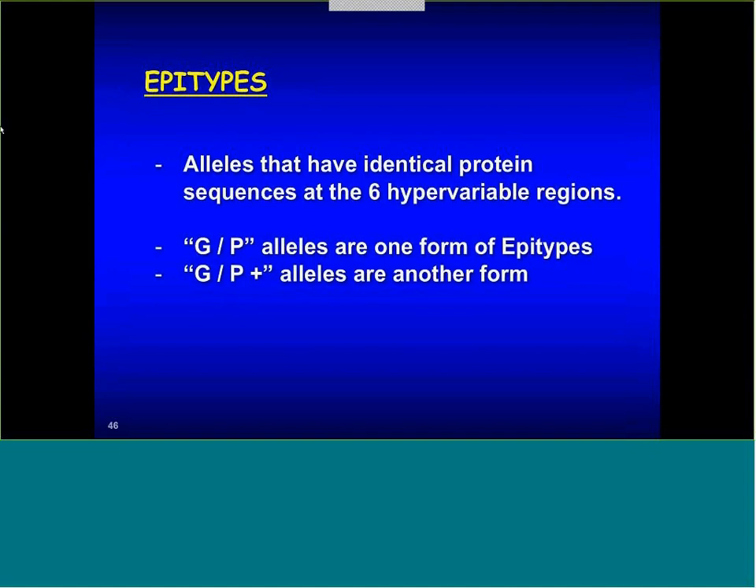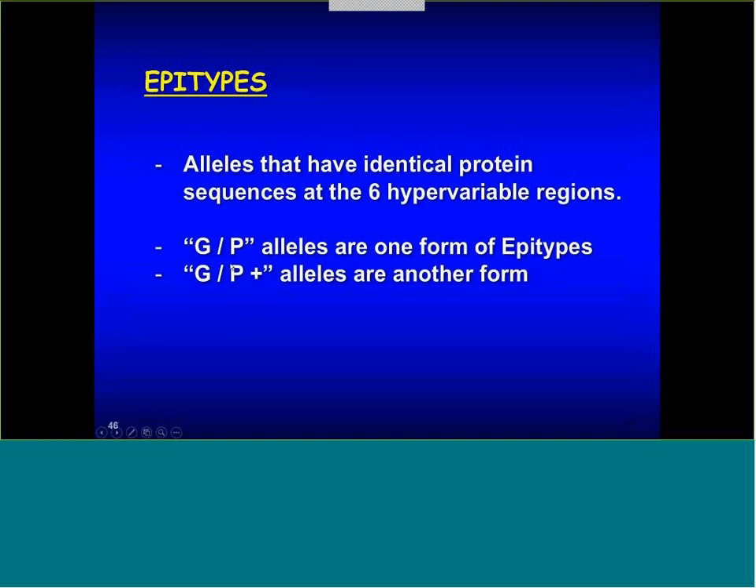And the definition of these epitypes are alleles that have identical sequences at the 6 hypervariable regions. And now we know that includes the true G and P alleles and the ones that we call the G and P plus alleles, where there is a SNP within exon 2, but outside of the hypervariable region, and may or may not impact the antibody reactivity of those hypervariable regions.